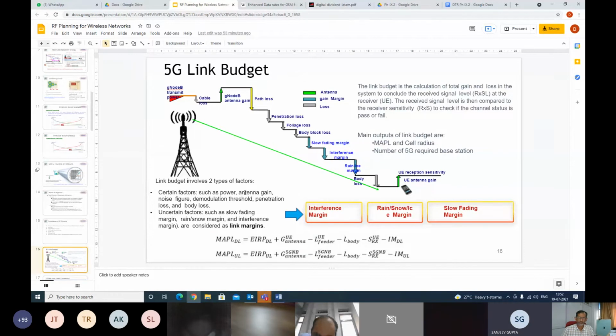No, it's the same. Body loss is body block loss only, but just to keep a margin there, to cover that uncertainty, we keep it in the link budget. When you calculate, you keep some 1 dB, 2 dB like that, so that your link margin is more realistic. So any other points?